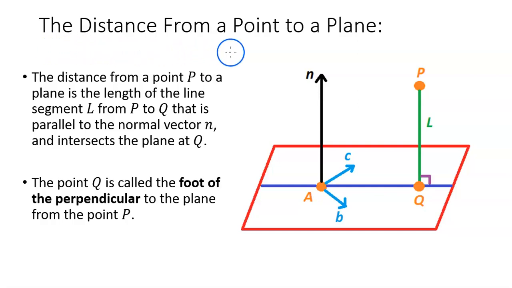The distance from a point to a plane. The distance from a point P to a plane is the length of the line segment L from the point P to the point Q that is parallel to the normal vector n of the plane and intercepts the plane at Q. The point Q is called the foot of the perpendicular to the plane from the point P.